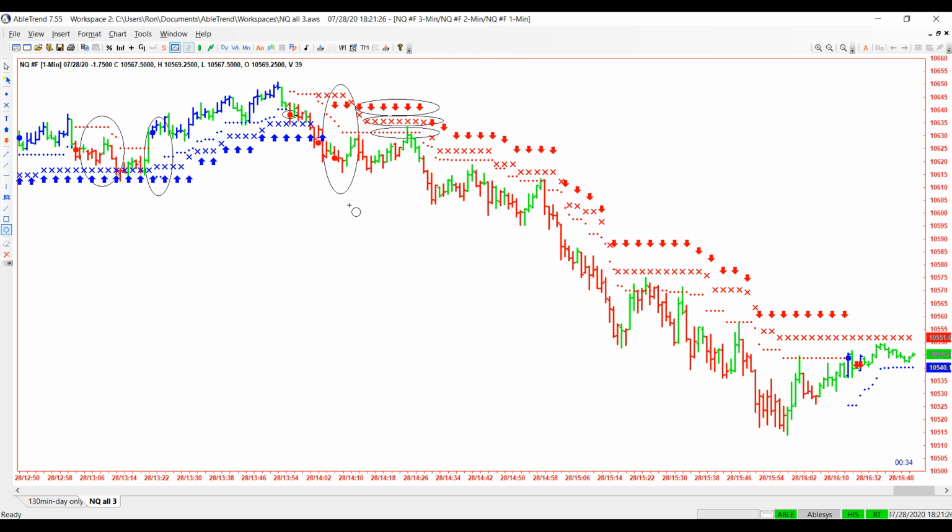Everything was just screaming at us to get short. As I said earlier, the 15-minute was short. I was waiting all day for this trade. I knew this trade was coming. I knew it was going lower because everything according to Able Trend, not what I thought. Able Trend kept saying it's going lower. The 3-9 was lower. The 9-minute, the 15-minute.